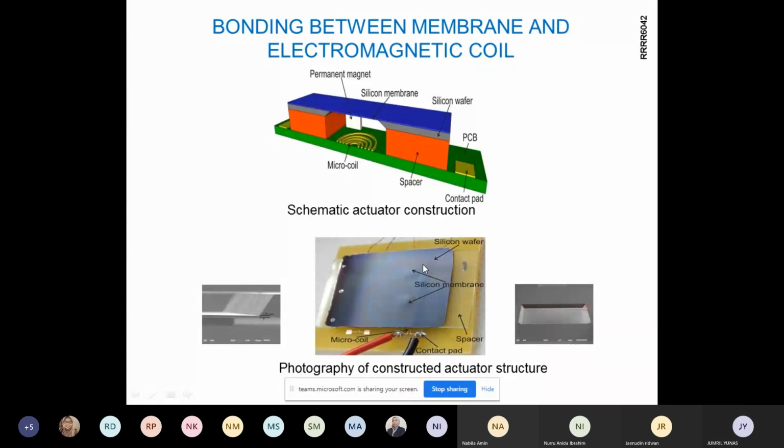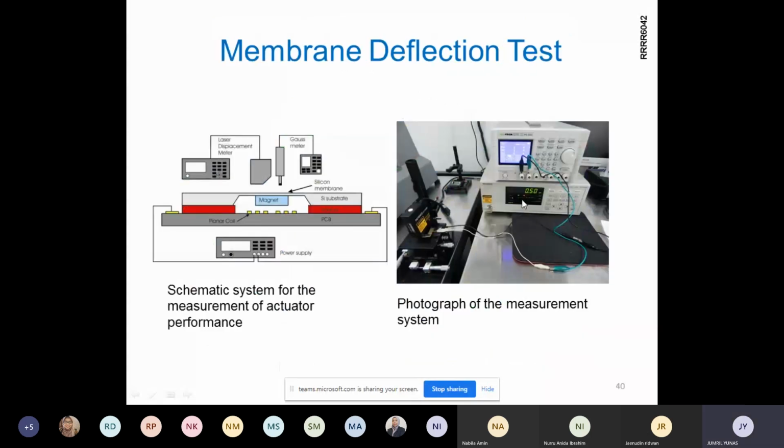So we glue, and we have an actuator system. This is the membrane. Underneath the membrane is our electromagnetic coil. After finishing the fabrication, we do the membrane deflection test. We connect a power supply to the coil. Then if we turn it on, the magnet will generate force to push and pull this membrane.